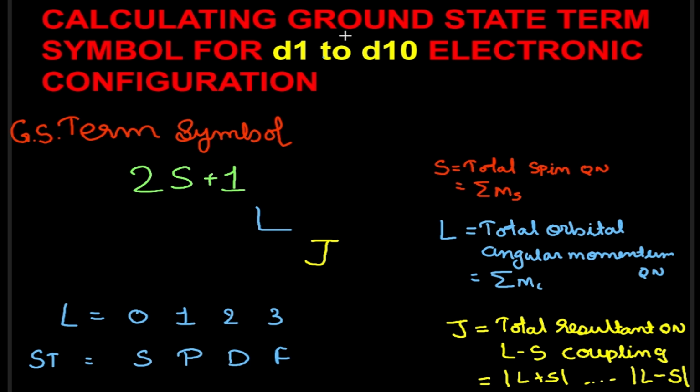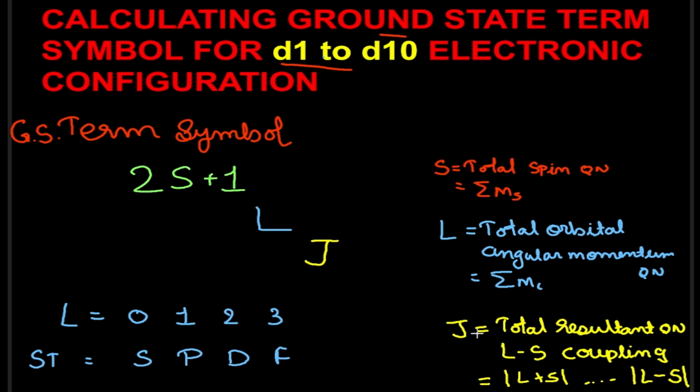Hey friends, today we'll be calculating the ground state term symbol for d1 to d10 electronic configurations. As we all know, the term symbol is written as 2S+1 L_J, where capital S is the total spin quantum number, obtained by taking the summation of all the spins. Capital L is the total orbital angular momentum quantum number, the summation of the orbital quantum number ml, and J is the total resultant quantum number.